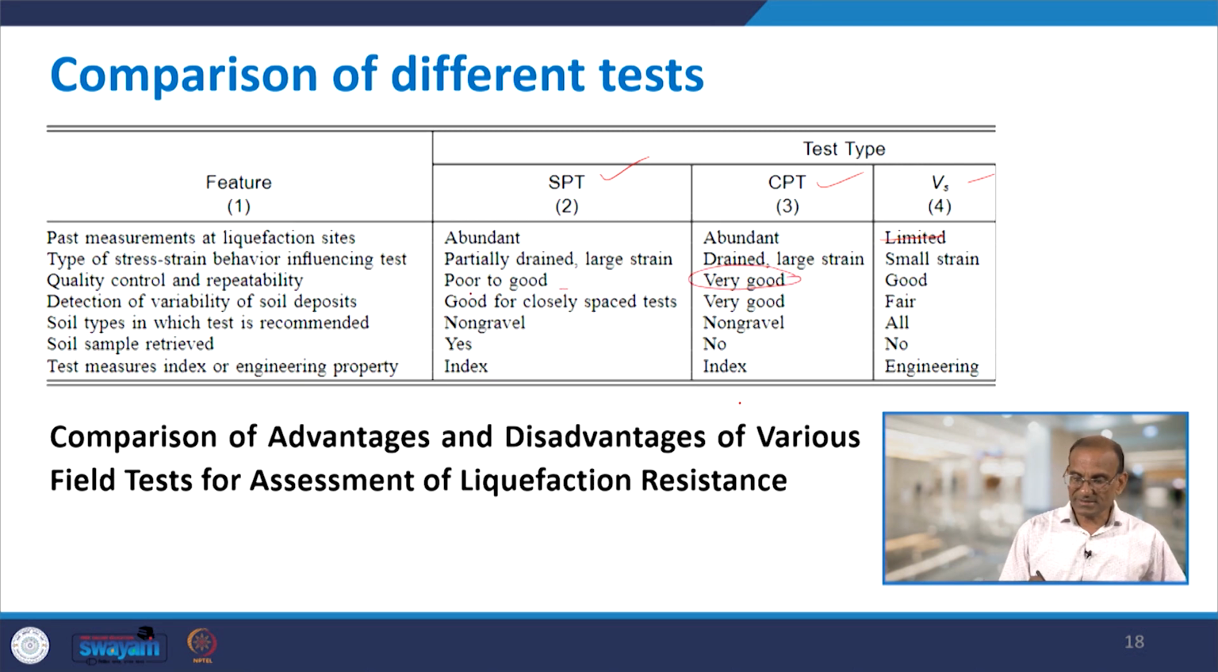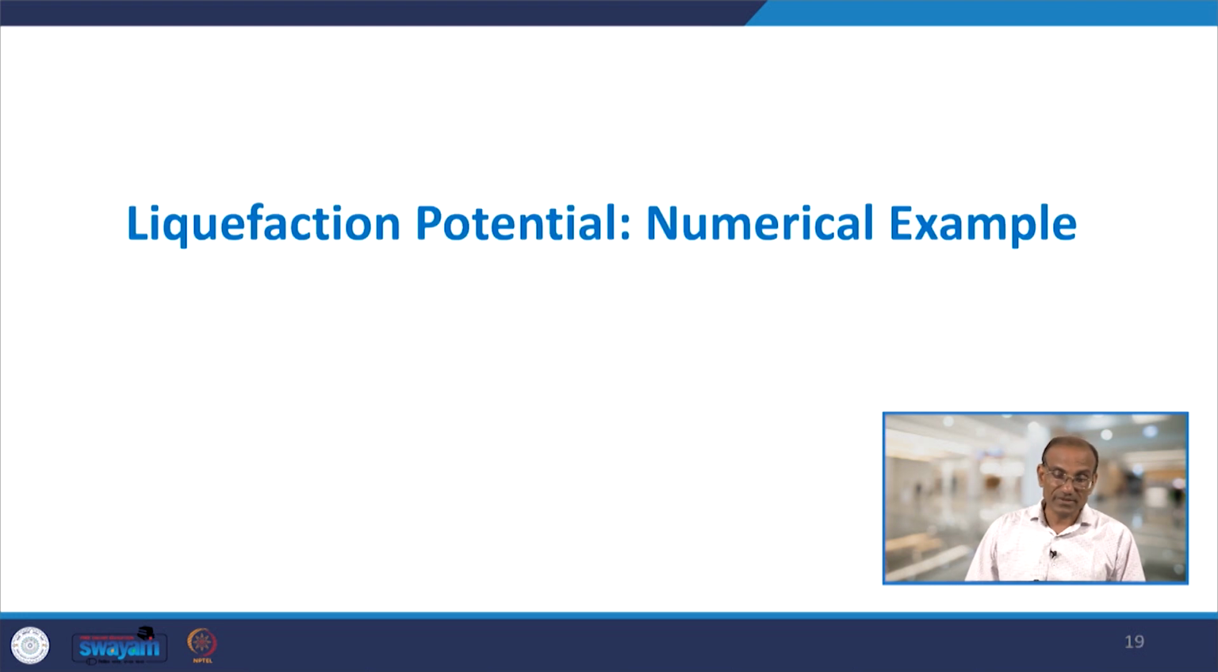Repeatability: SPT data cannot be repeated. If you conduct the SPT test again at the same site, you may get different N values. That depends on the skill also. It is good for non-gravel sites, and it is okay where a soil sample is retrieved. Only in SPT do you get the soil sample; in the other cases you do not get soil samples. So, this is basically the advantage and disadvantage of the various tests. So, this was all about the in-situ tests. Now, we go to the next part of this lecture, that is liquefaction potential.